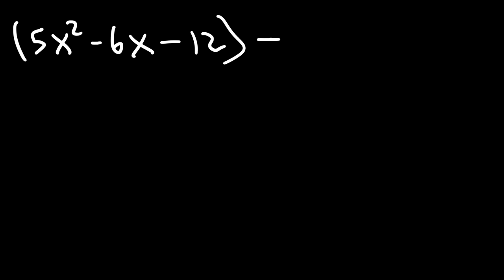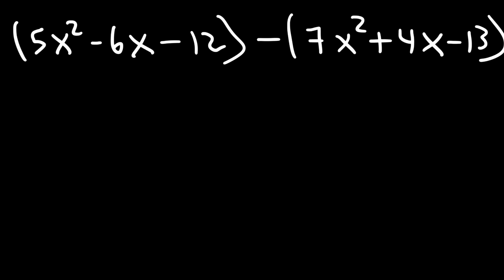Now what about subtracting two trinomials? Let's say we have 5x squared minus 6x minus 12, and then minus 7x squared plus 4x minus 13. What do you think we need to do here? So take a minute and try this example. Feel free to pause the video as you work on it.